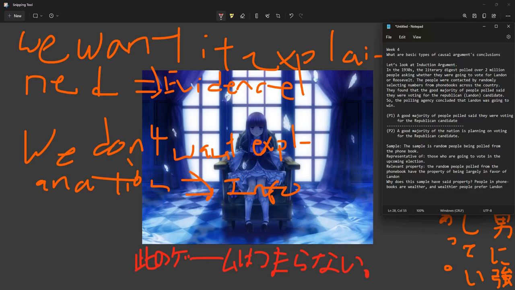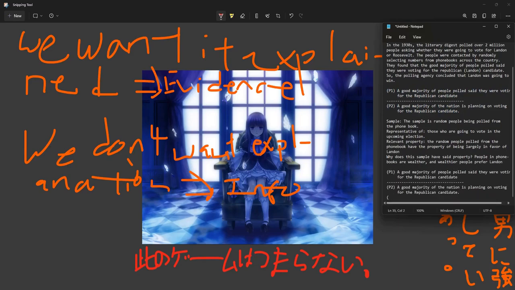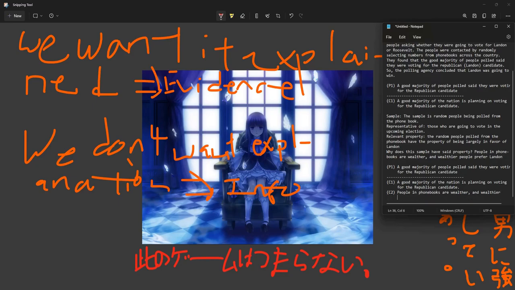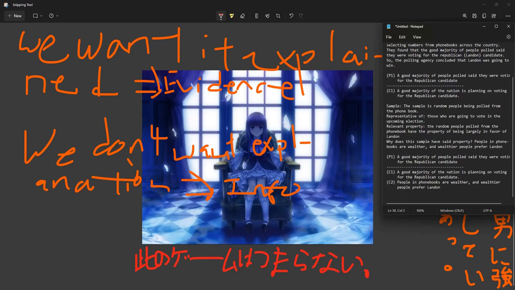So now we can come up with another conclusion that does not violate P1 but still explains everything. And that next conclusion is, why did I write P2? My bad, C1. Why did I write P2? That's a good question. People in phone books are wealthier, and wealthier people prefer Landon. I'm apparently channeling my inner, I don't know, something, because I have a weird voice this time around. So now we need to evaluate it, okay? Evaluation.